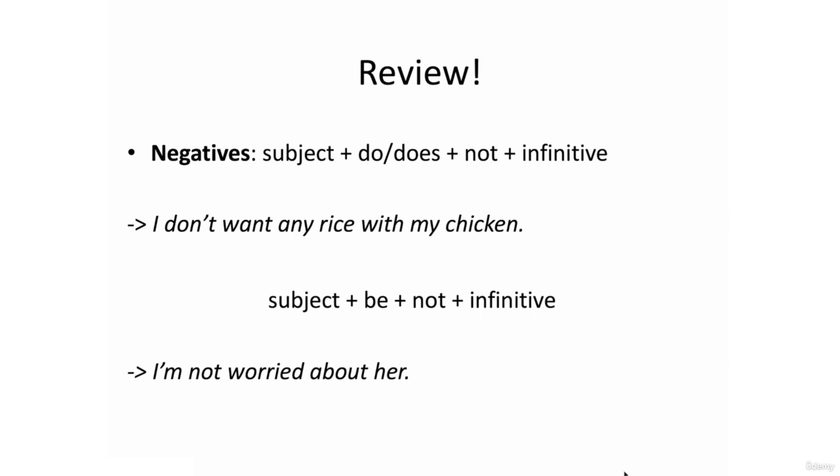To form negative sentences with the verb to be, we use the construction subject plus be plus not plus infinitive. And we can also contract the verb to be with the word not. I'm not worried about her.